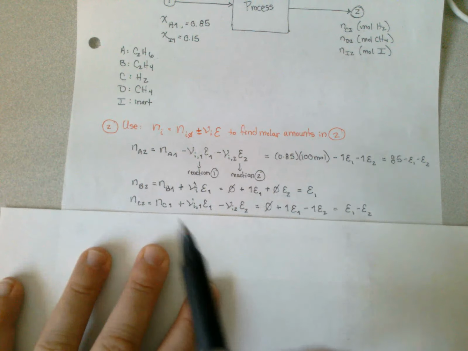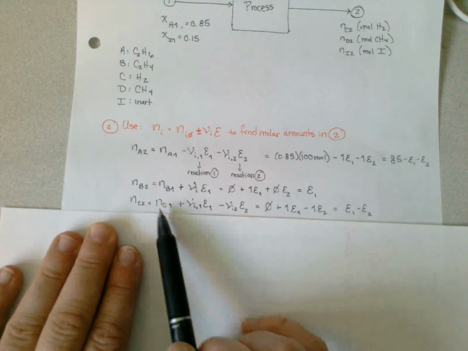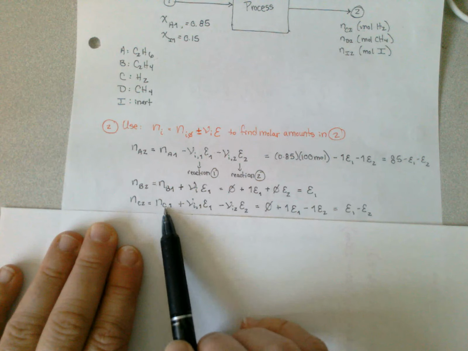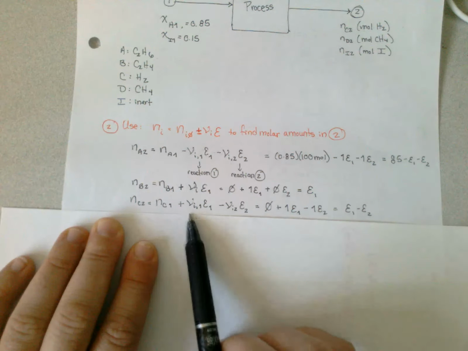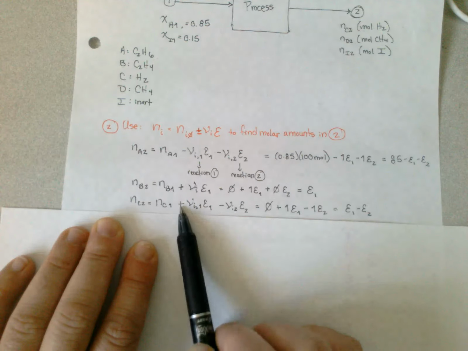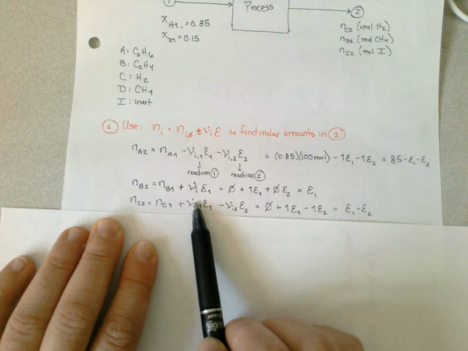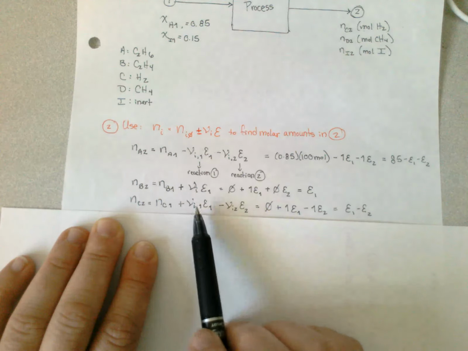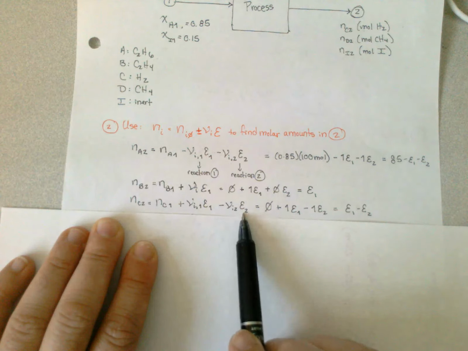Let's do C2. Now this one's a little bit complicated because this one's hydrogen. So we're going to have some amount that we start with, which is 0 again, because we don't have anything in the starting component. And then in reaction 1, H2 is a product. So that means we need a plus sign and we need an E1. Now, H2 in the second reaction is a reactant, so we need a negative and we need an E2, right?